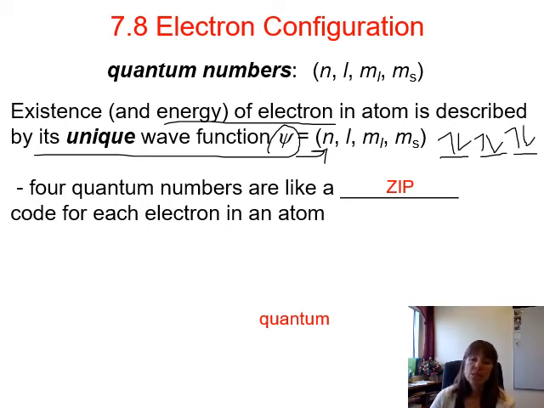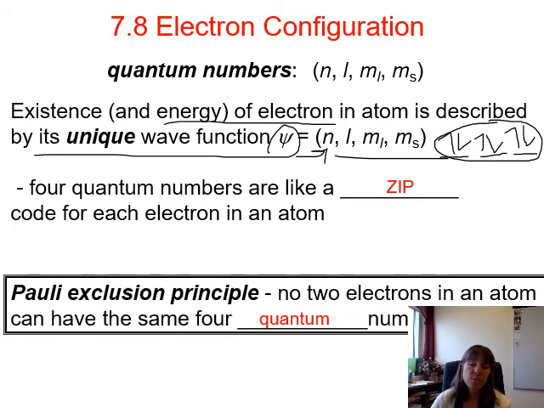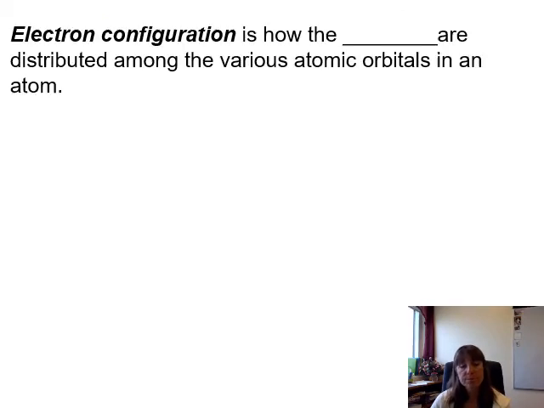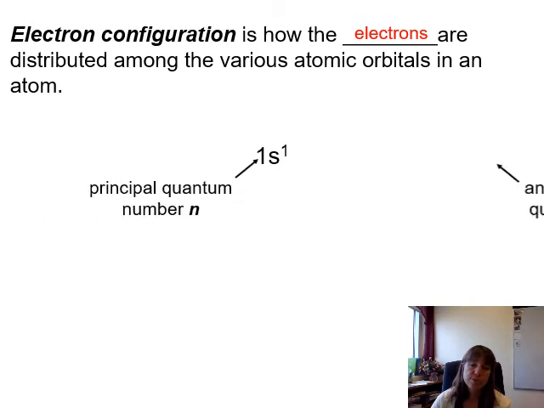So the energy of an electron is described by its wave function and its 4 quantum numbers, but it's also described by where it is relative to other electrons. So the 4 quantum numbers are like a zip code for each electron in an atom. And this Pauli exclusion principle I stated earlier, that no 2 electrons in an atom can have the same 4 quantum numbers, makes them unique. So the electron configuration shows how the electrons are distributed. 1s1 would be hydrogen.